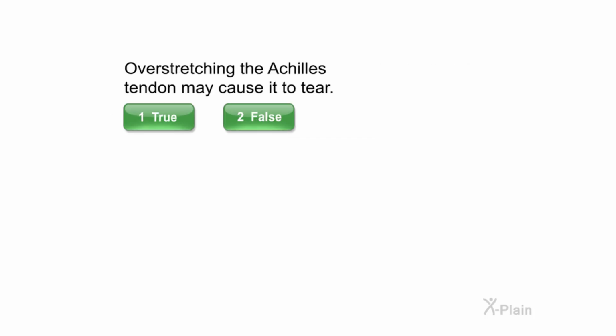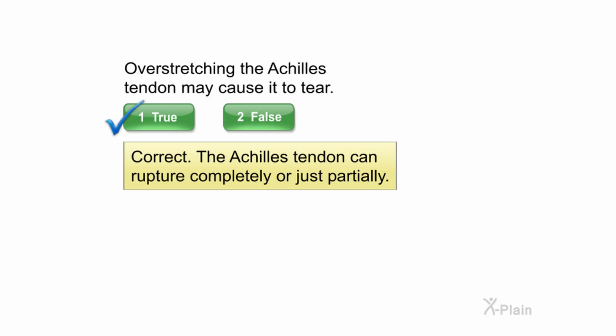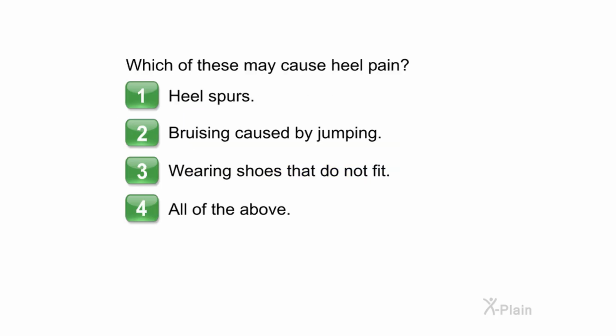Overstretching the Achilles tendon may cause it to tear. Select true or false. Correct. The Achilles tendon can rupture completely or just partially. Which of these may cause heel pain? Choose one of the following options. 1. Heel spurs. 2. Bruising caused by jumping. 3. Wearing shoes that do not fit. 4. All of the above.